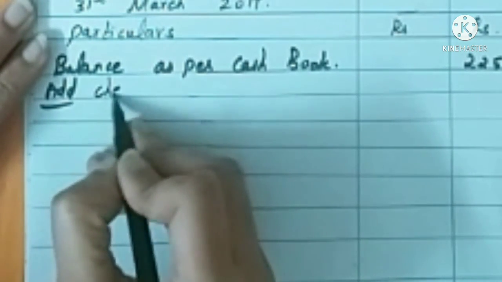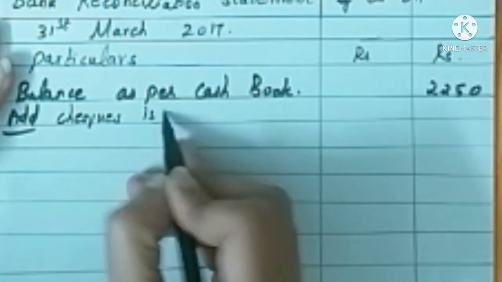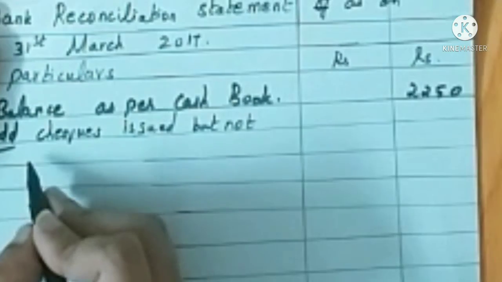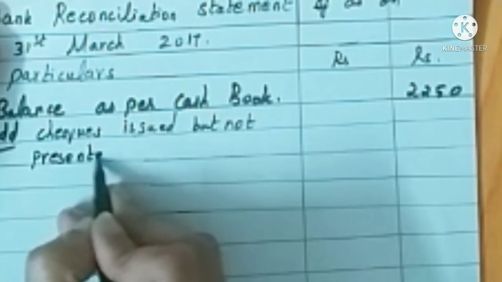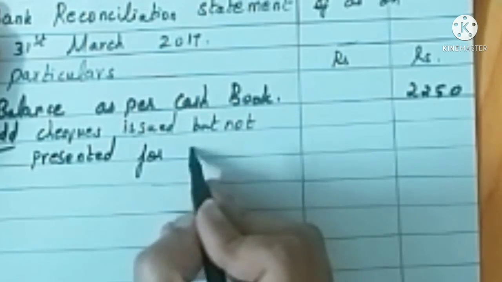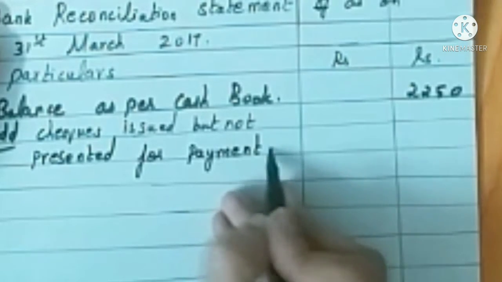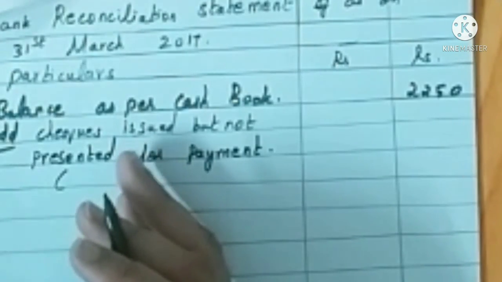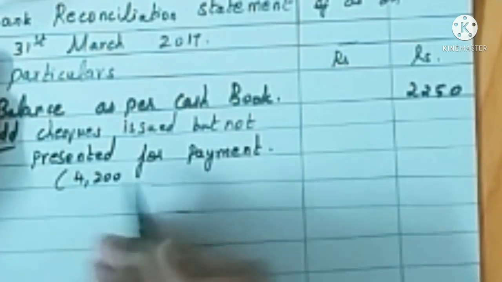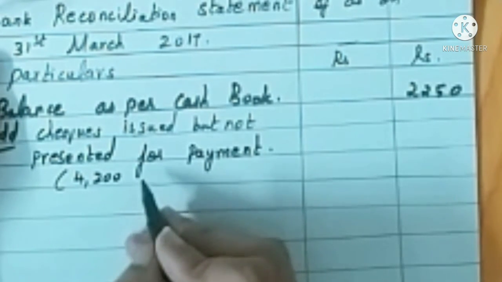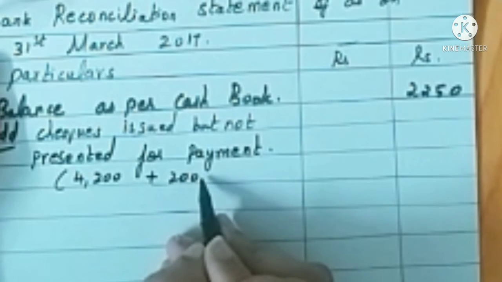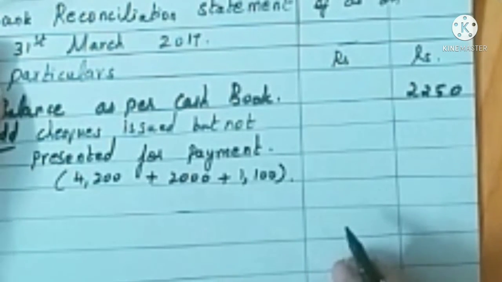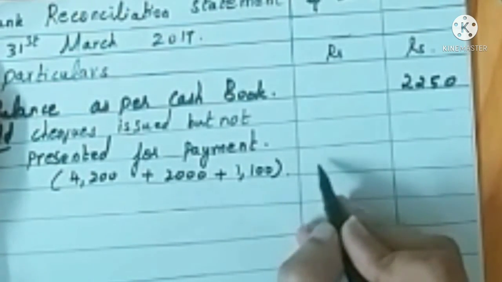Add cheques issued but not presented for payment. 4,200 plus 2000 plus 1100. So we get 7300.